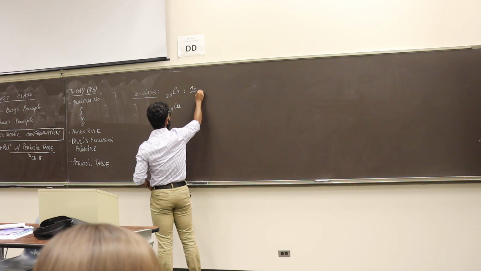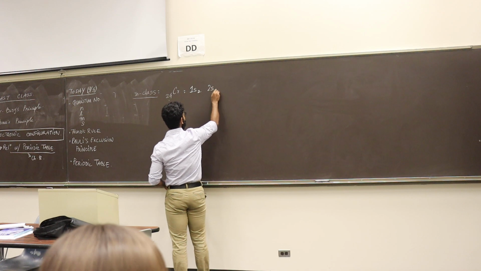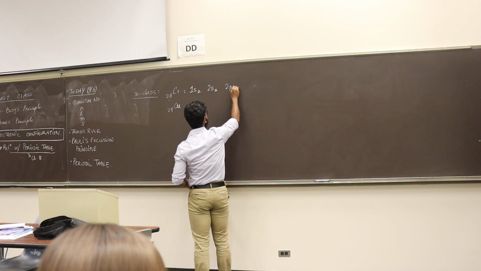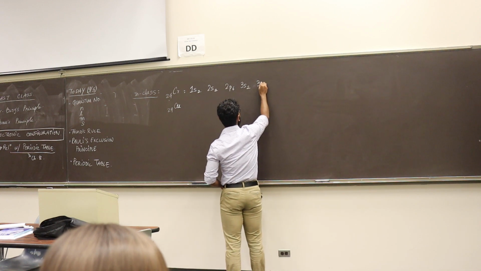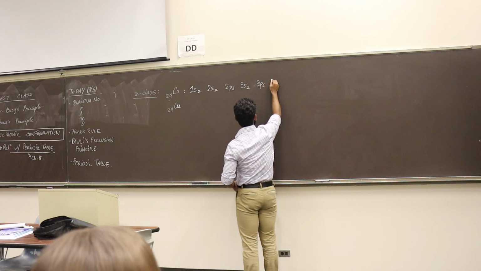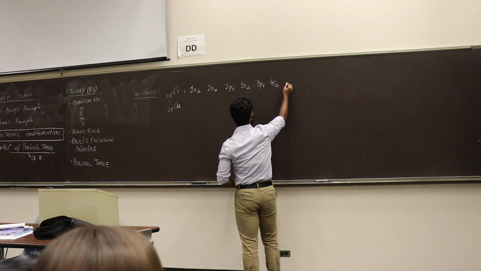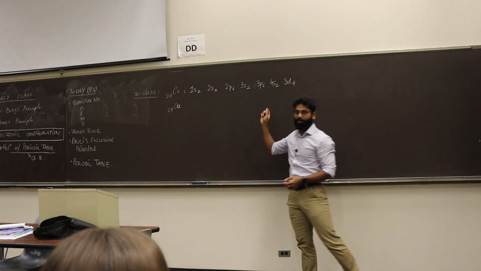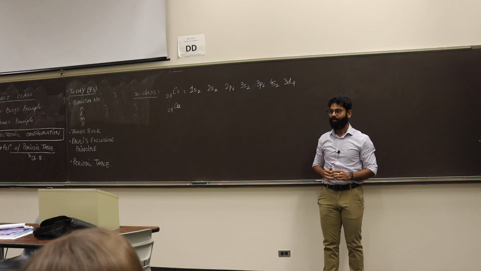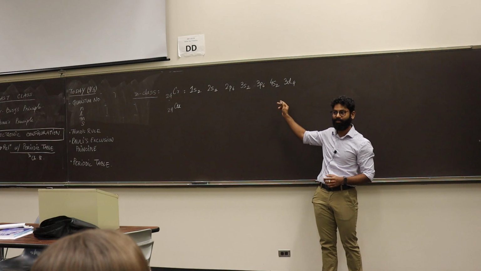1s2, 2s2, 2p6, 3s2, 3p6, and then 4s2, 3d4. Okay. Who has it? All of you? Does anyone have anything different?